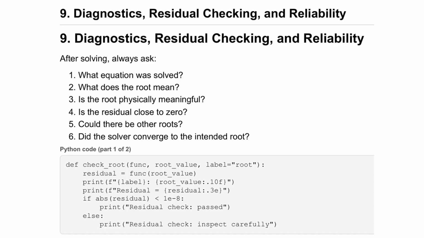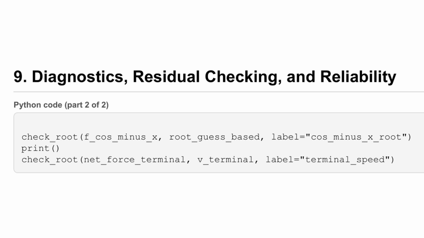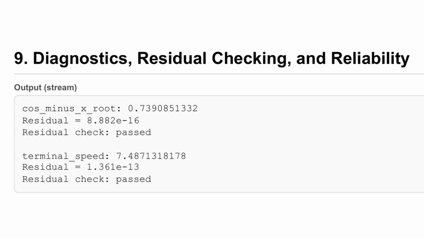We can write a simple helper function to automate residual checking, ensuring that the function value at the root is within a strict tolerance, such as 10 to the negative 8. We apply this check to both our earlier trigonometric example and our terminal velocity calculation. Developing the habit of verifying your residuals will save you from trusting incorrect data in more complex simulations. As shown in the output, both solutions passed the residual check. This confirms that the solvers converged correctly to points that truly satisfy the original equations we defined.